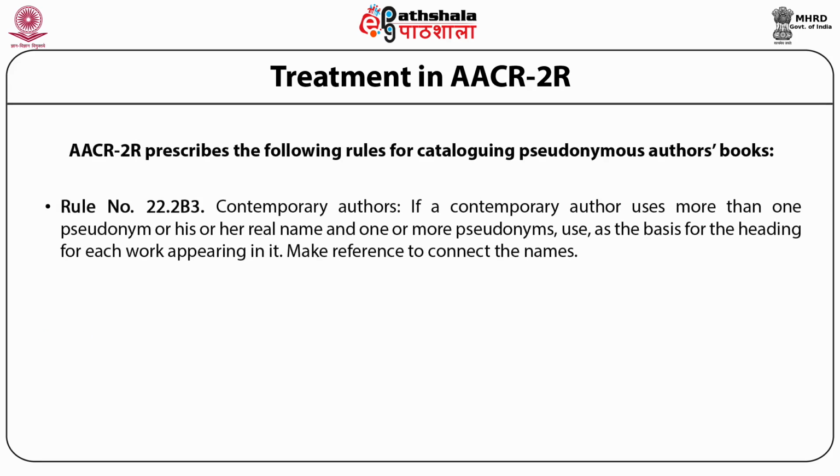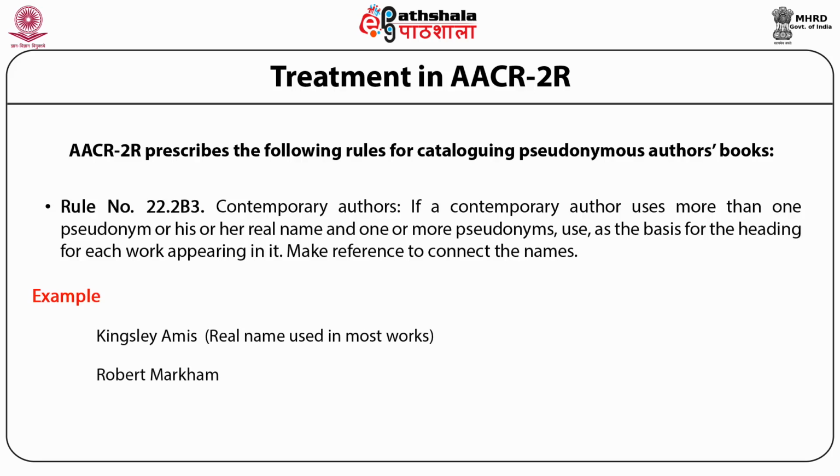Rule number 22.2b3. Contemporary authors. If a contemporary author uses more than one pseudonym or his or her real name and one or more pseudonyms, use as the basis for the heading for each work the name appearing in it. Make reference to connect their names. Example, Kingsley Amis, real name used in most works. Robert Markham, pseudonym used in one work.